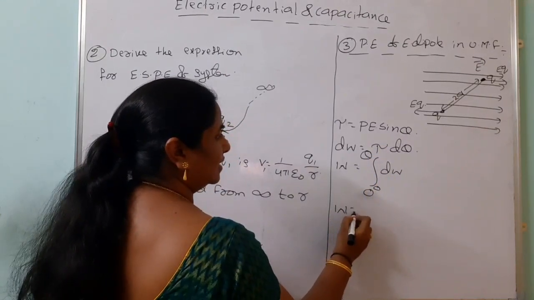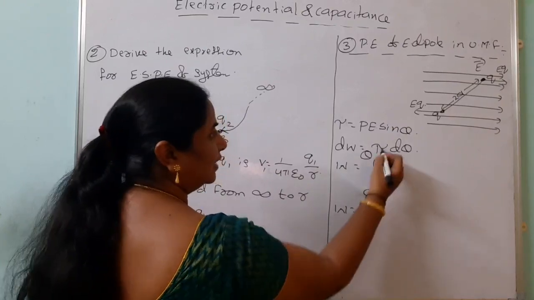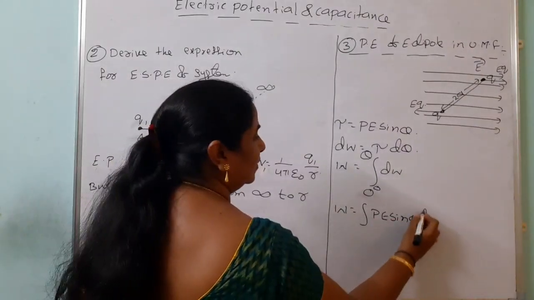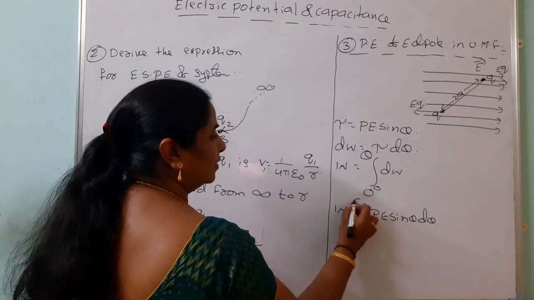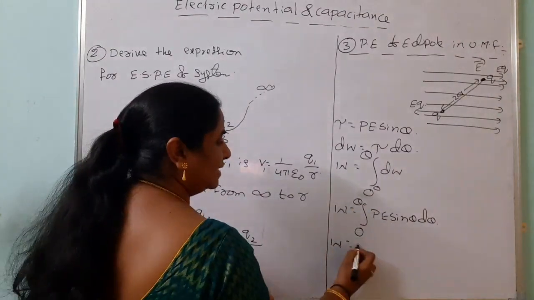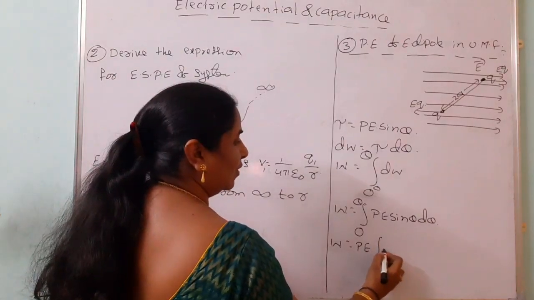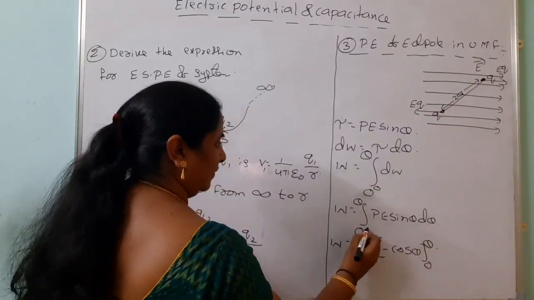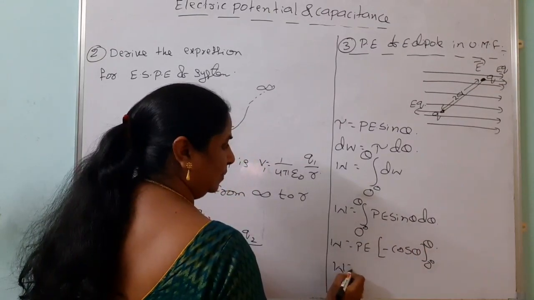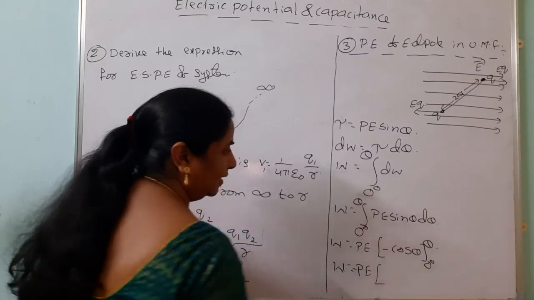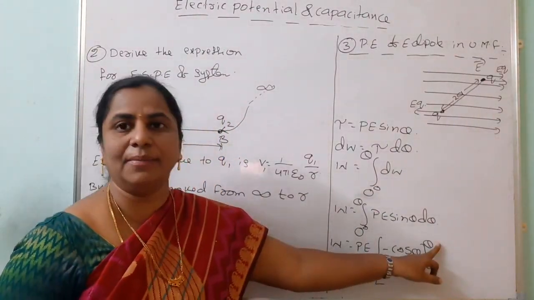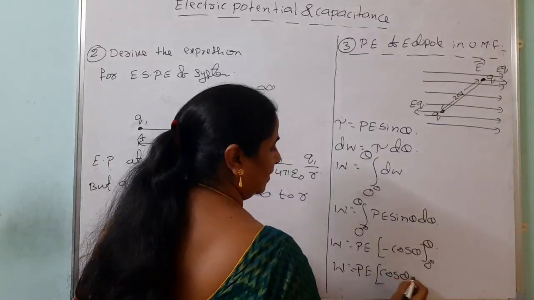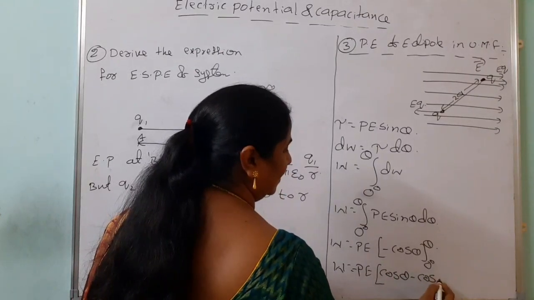Now work done equals integration of, instead of dW, tau into d theta. Tau, you know the expression, PE sin theta into d theta. The limits are from 0 to theta. Then work done, here PE is constant. Integration of sin theta is minus cos theta. Then the limits are 0 to theta. Work done equals PE into minus, we write outside, as usual, instead of theta we write the upper limit theta minus, then instead of theta we write the lower limit 0 degrees. Cos theta minus cos 0 degrees.